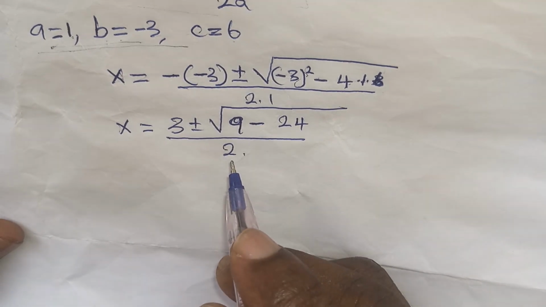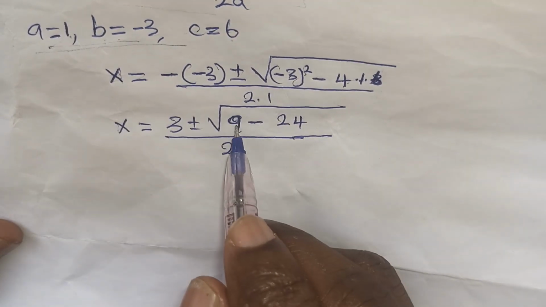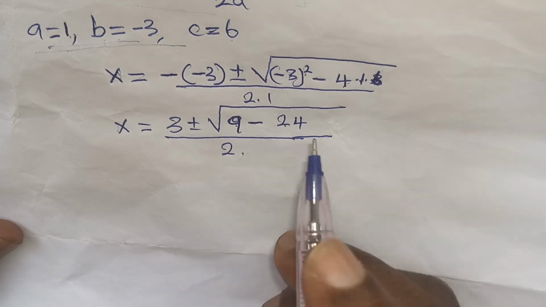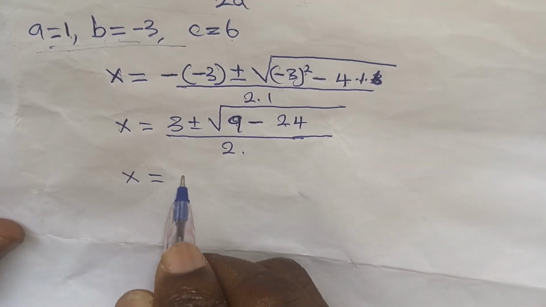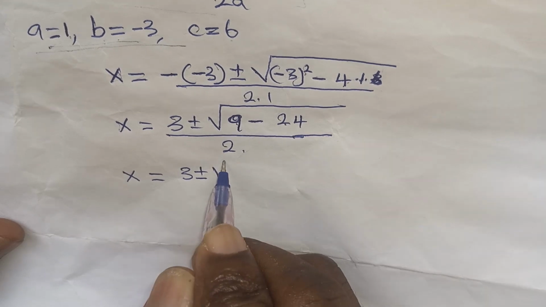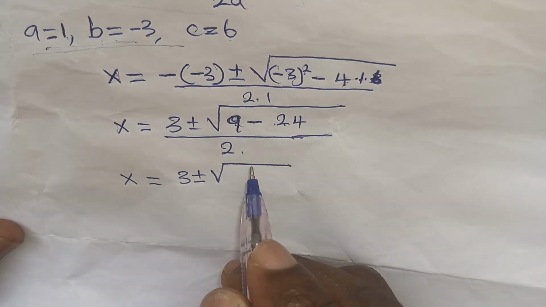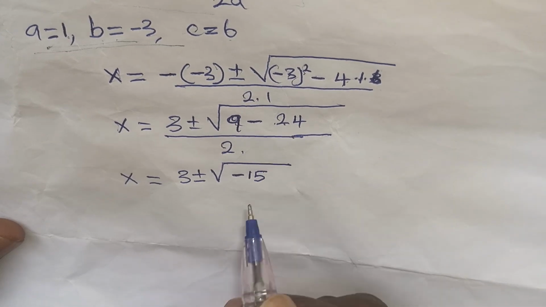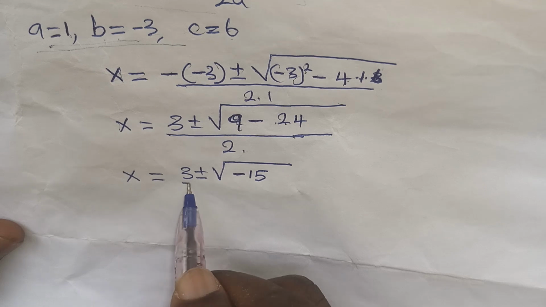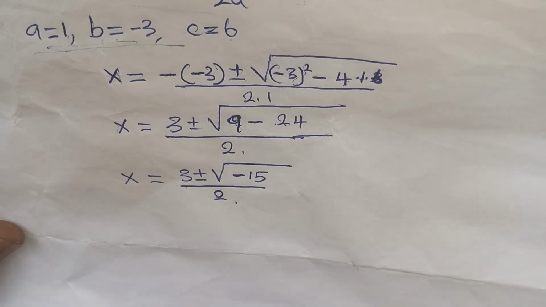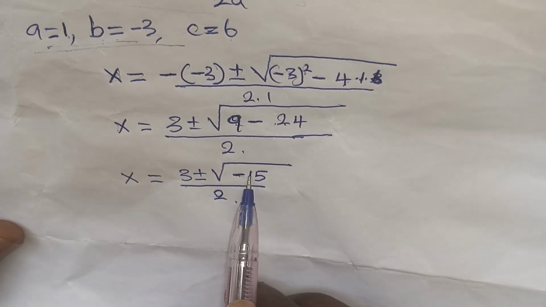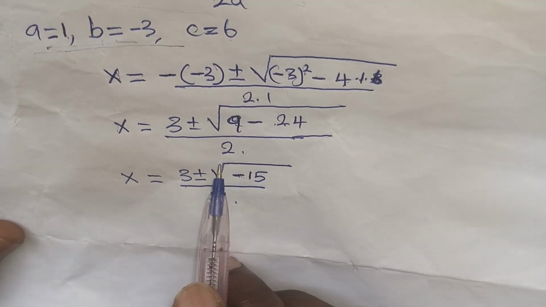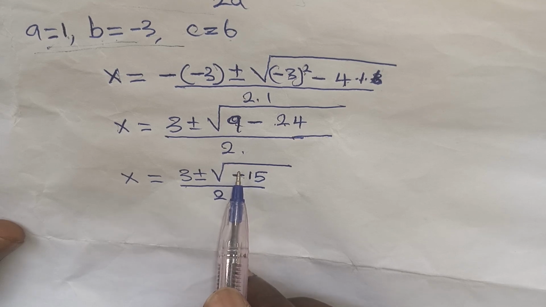So 9 minus 24, we have x is equal to 3 plus or minus the root of 9 minus 24, which is minus 15, over 2. So this is what we are now having. We are now having a negative sign here, and a negative number does not have a real square root, but we can simplify this further by applying the complex rules.